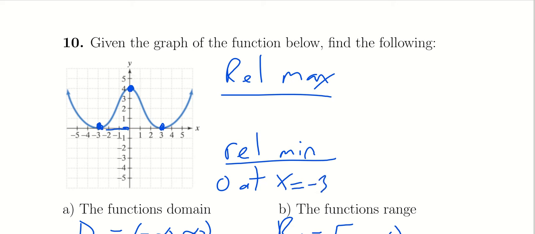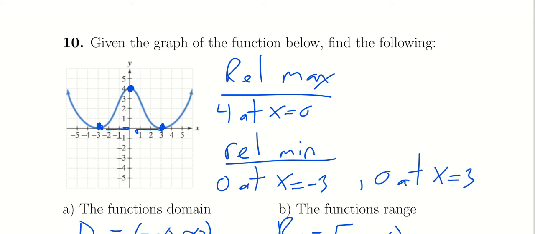This value here, which is 4, is a relative max, and that occurs when x equals 0. And this is a second relative minimum. This is a relative minimum of 0, and that occurs when x equals +3. So at x equals +3.